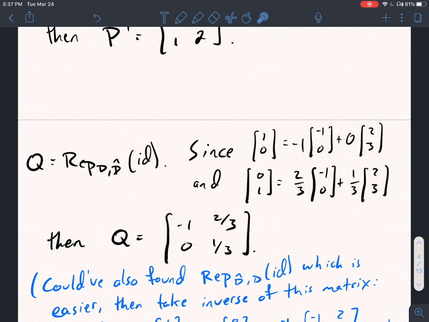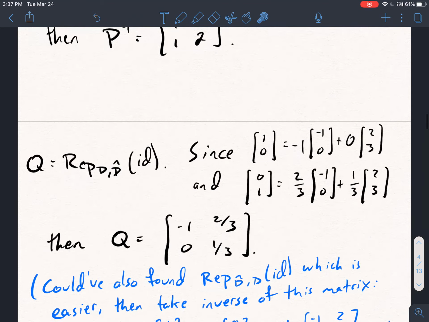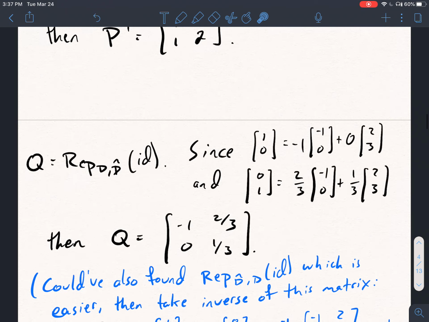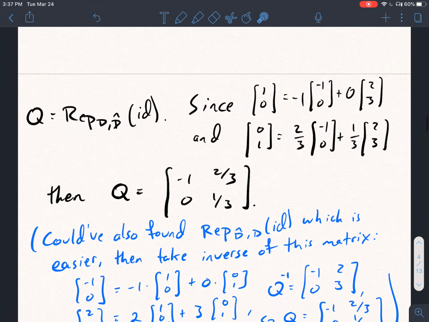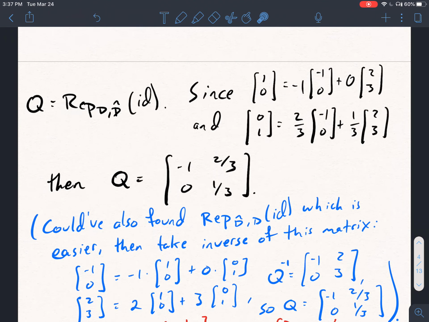So instead of the representation with respect to D and D hat, find the representation with respect to D hat and D, because now the second one is the standard basis, and this would therefore be easier to figure out. And then this is a 2 by 2 matrix, so we can easily take the inverse of that matrix. So let's do that.